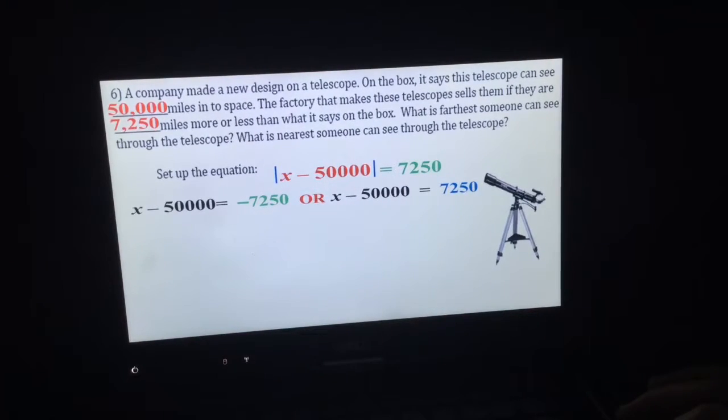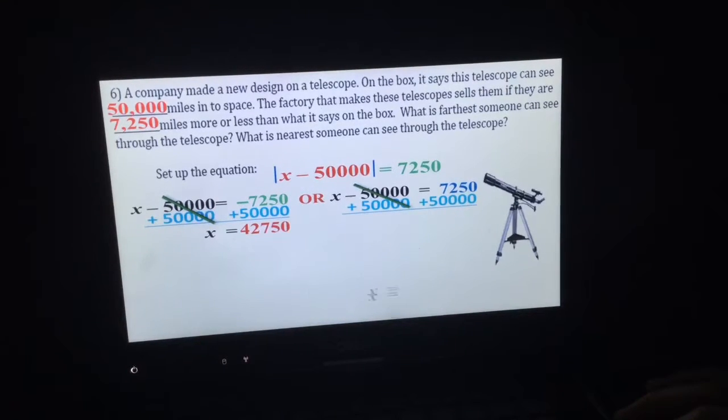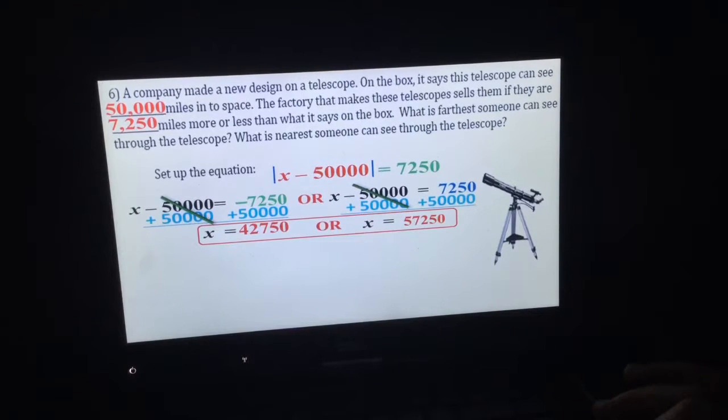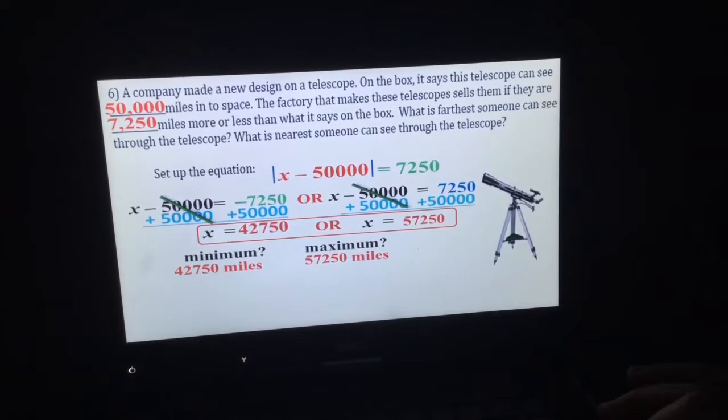Now, what we're going to do is, in both of these, we're going to add 50,000 to both sides. 50,000 cancels here. x is equal to 42,750. On the other side, we're going to still add 50,000. This is going to get us 57,250. So now what this actually means is for the max and the min, the minimum would be 42,750 miles, and the maximum would be 57,250 miles.